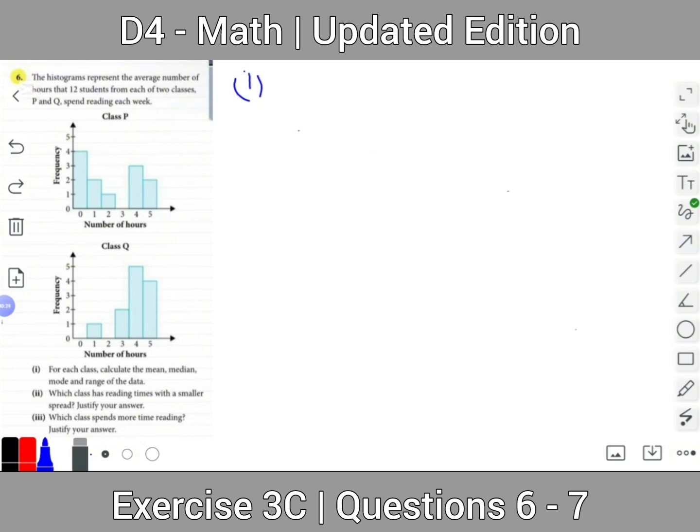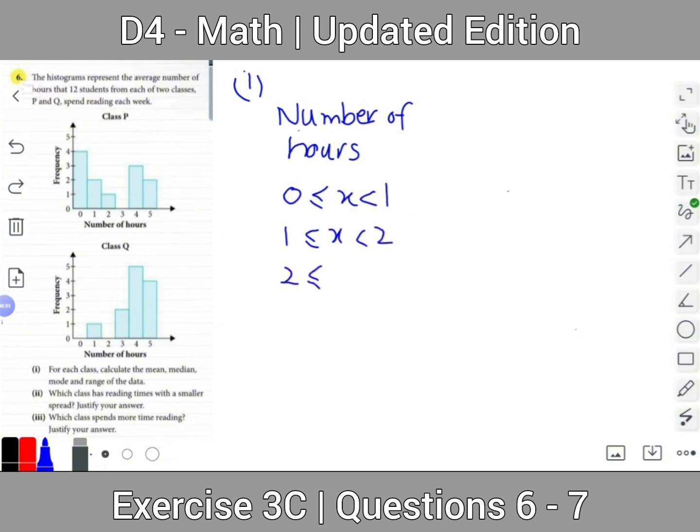To find all these statistical measures, first we have to find the frequency table for class P and class Q. So here we have the number of hours, which is in the form of class intervals: 0 ≤ x < 1, 1 ≤ x < 2, 2 ≤ x < 3, 3 ≤ x < 4, 4 ≤ x < 5, and 5 ≤ x < 6.